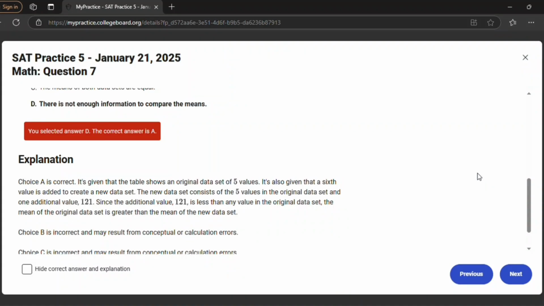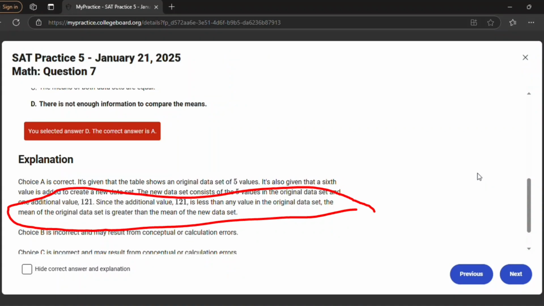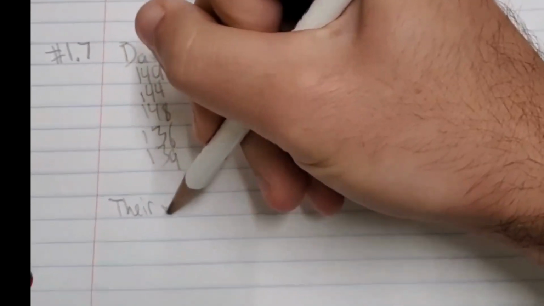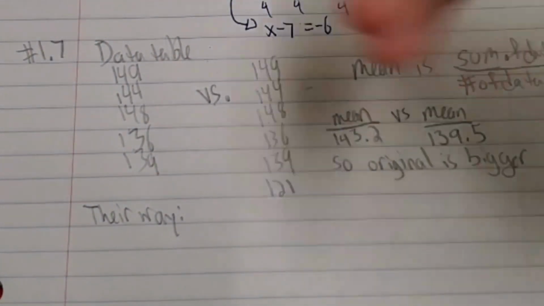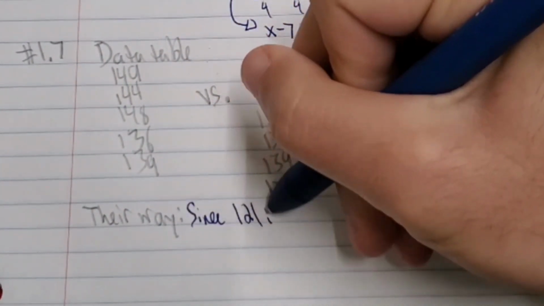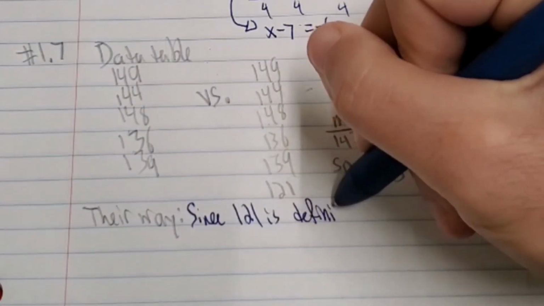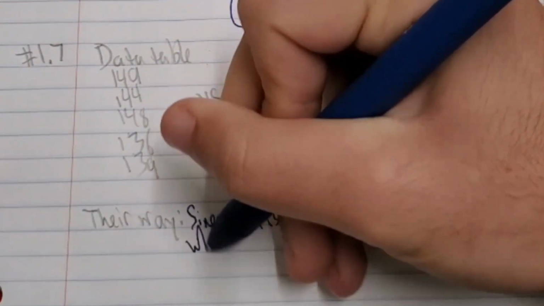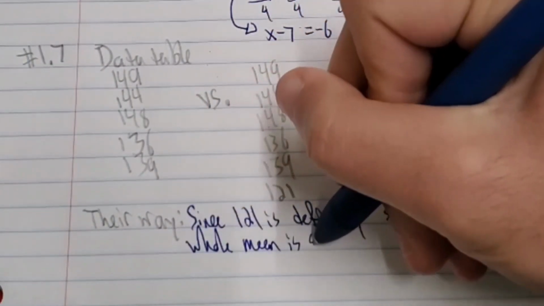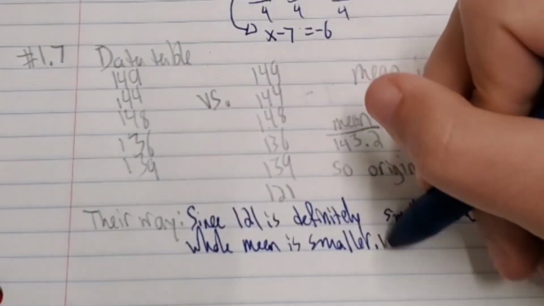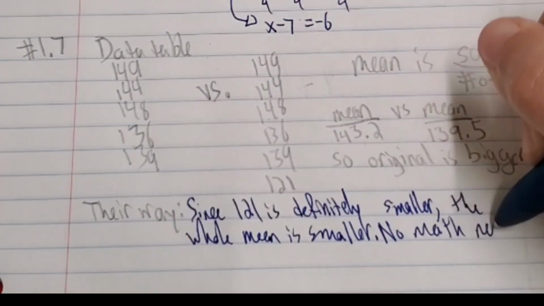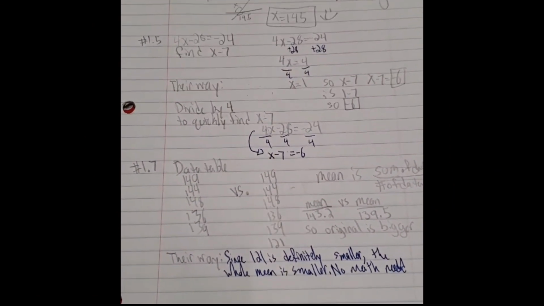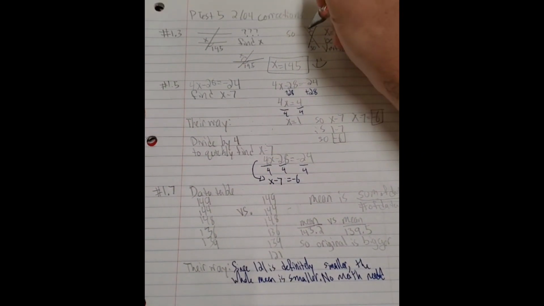I read the solution and I realize there's a shortcut. Since 121 is definitely smaller, it's a smaller data point than all the others, the whole mean is going to be smaller. Like, there's no math needed. You see, they're introducing new logic. At least maybe you already thought of that, maybe you didn't. But there you go. Now you know a smaller data point was added, so then we know for sure the mean is smaller. This question could literally take you like 15, maybe 30 seconds if you get comfortable with the terminology and just the ideas.